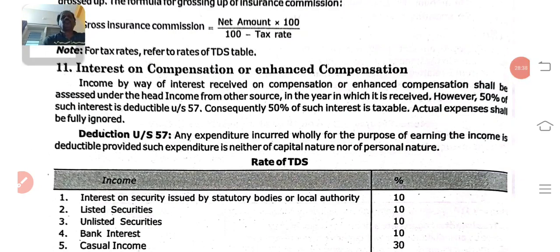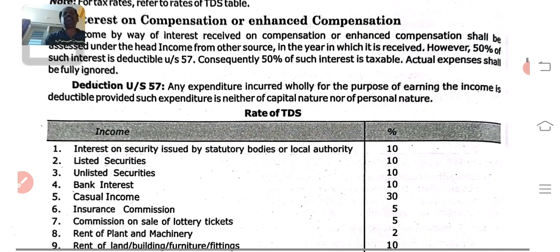Last one, interest on compensation or enhanced compensation. Income by way of interest received on compensation or enhanced compensation shall be assessed under the head income from other sources in the year in which it is received. However, 50% of such interest is deductible under section 57. Consequently, 50% of such interest is taxable. Actual expenses shall be ignored.